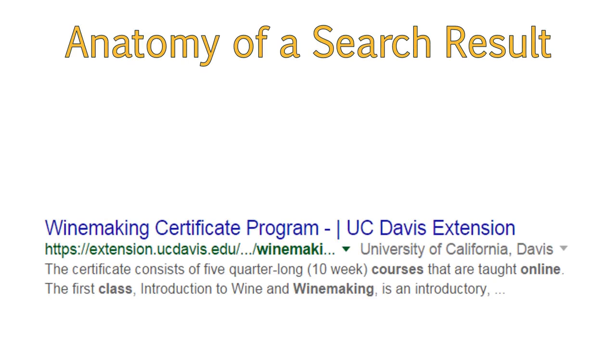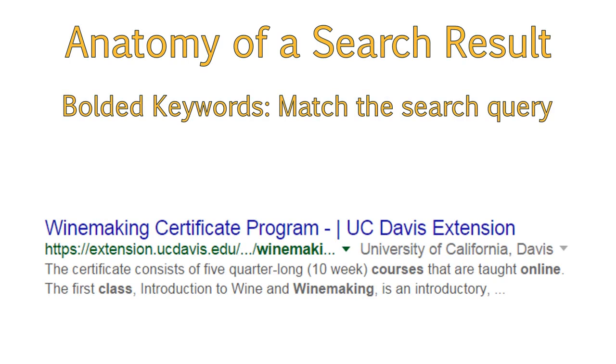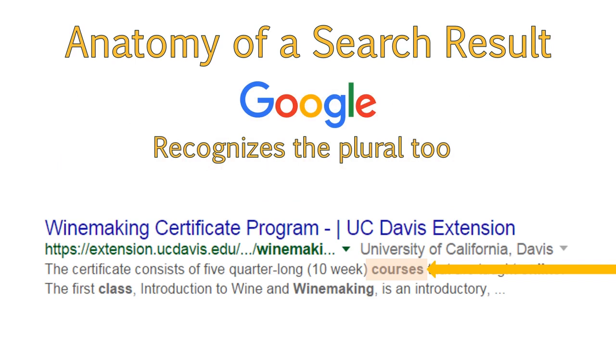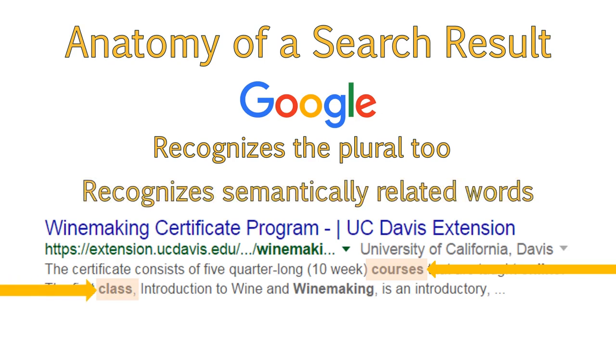These words are bolded because they match the words we used in our search query. These words are what we call keywords. You can see that all of the keywords do not need to appear together in order to be bolded. So my search for Online Winemaking Course also bolded the word courses because Google can recognize the plural version of course as well as the words online and winemaking. Note that in this sentence here, the word class is also bolded. This is because Google recognizes that courses and class are semantically related.